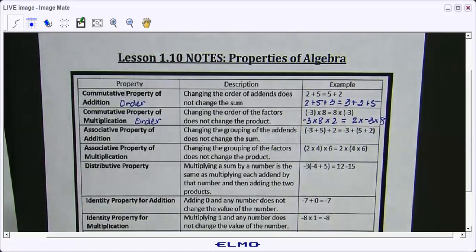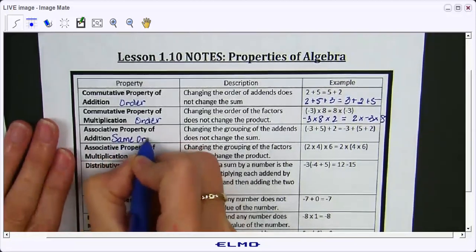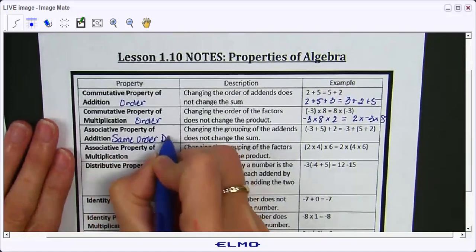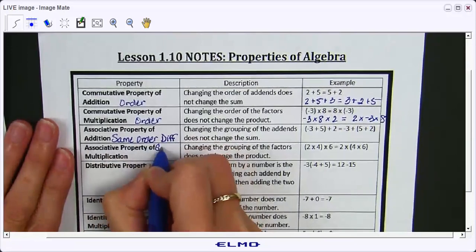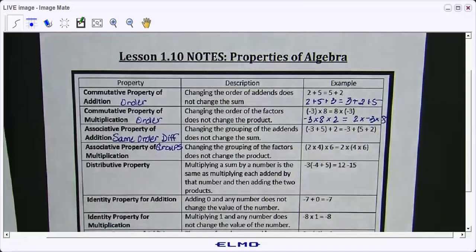Okay, so here you're gonna put same order, but different groups. Okay, and that goes for both multiplication and addition. So here, associative property of multiplication, the numbers are in the same order, 2 times 4 times 6. But here, they're grouping 2 and 4, and over on the other side of the equation, they are grouping 4 and 6. So commutative is about order, where both sides are mixed up. Associative is about grouping. So let me show you something really quick on the back.